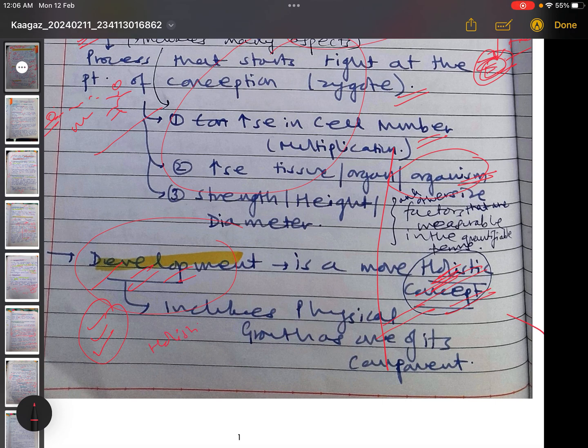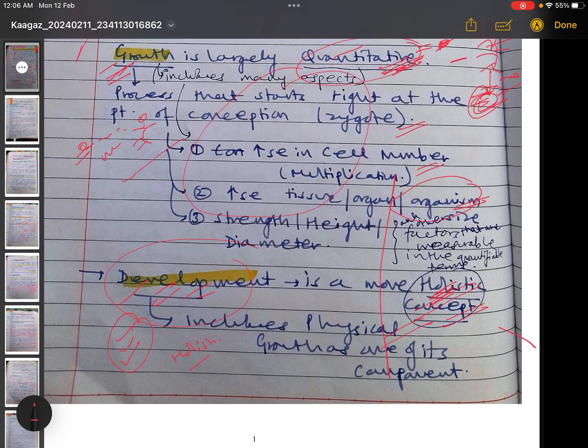One more thing I'd like to say: please focus on the keywords here. For growth, the keyword is quantitative. For development, the keyword is holistic. If you miss keywords, you won't be getting marks. The examiner won't have the time to read your whole answer. He'll just be looking at the keywords, tick tick tick, and marks. So please stick to the keywords I've highlighted. I'm highlighting again also.